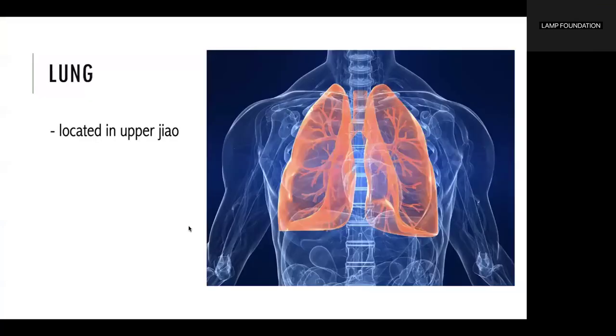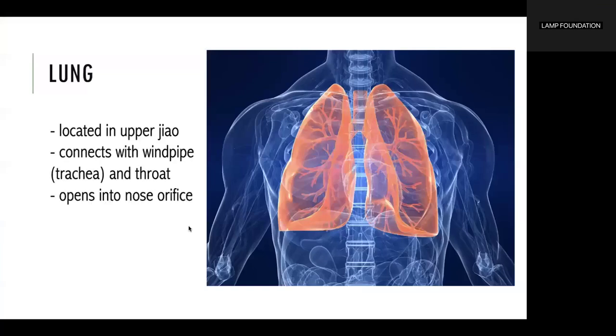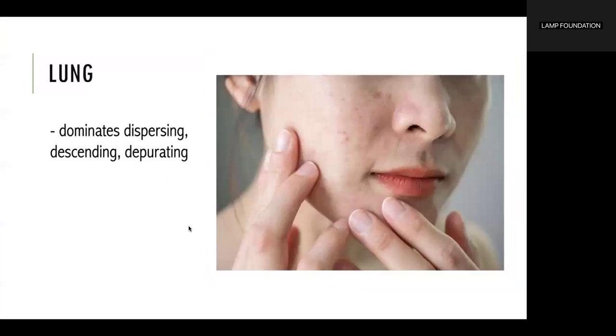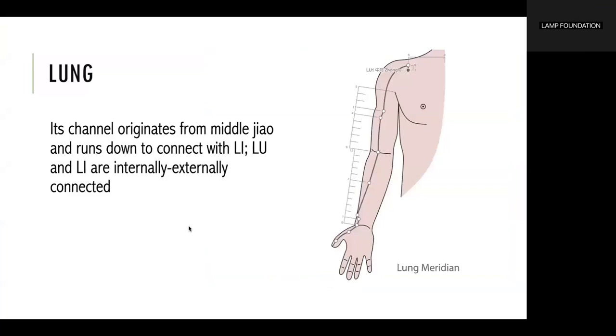The lung, located in the upper jiao, connects with the windpipe or trachea and throat and opens into the nose orifice. It dominates dispersing, descending, depurating, and is related externally to the skin and manifests on the body hair. Its channel originates from the middle jiao and runs down to connect with the large intestine. The lung and large intestine are internally, externally connected.